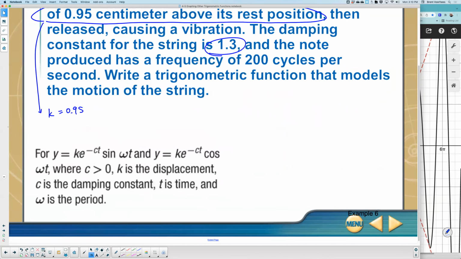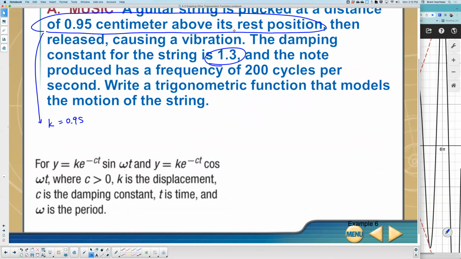Okay, so that's the K. K is the displacement, and that's how much it's changed. Then we have a damping constant for the string is 1.3. And so C is the damping constant. So blue was the displacement. What I did, I'll do C in red. C is the damping constant.